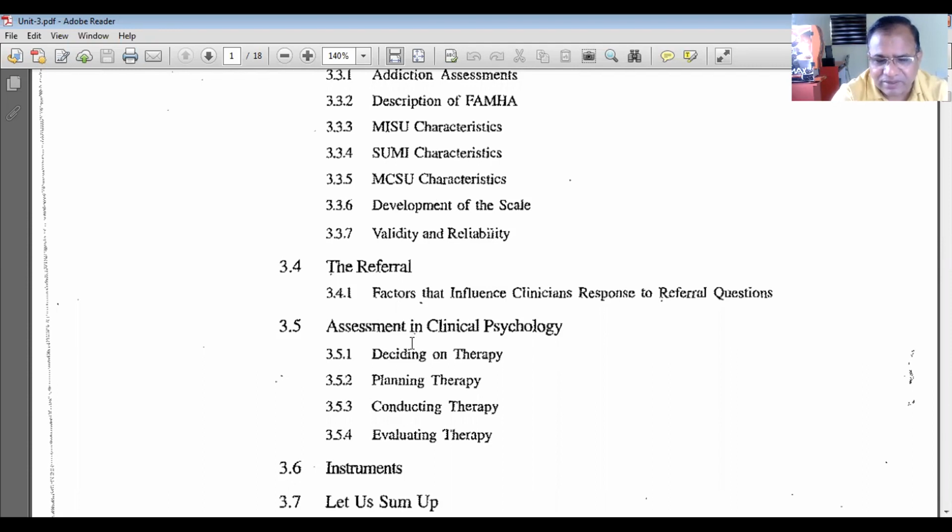This title is more or less inaccurate. Here the title should be diagnosis and treatment in clinical psychology, because here we are going to decide the therapy, we are making a plan for therapy, and we are going to conduct the therapy, and then finally we will evaluate the therapy. So the word assessment should not be required here. The words should be diagnosis and treatment in clinical psychology.